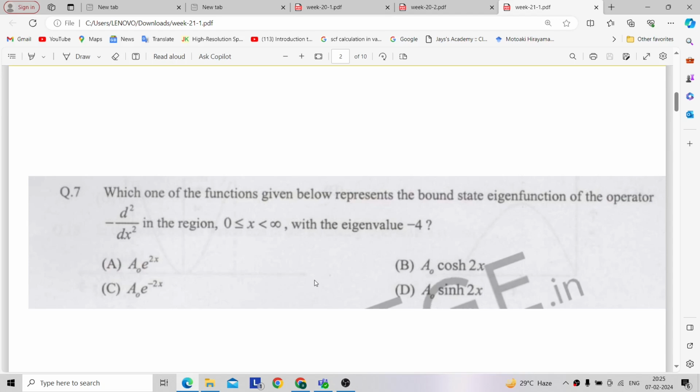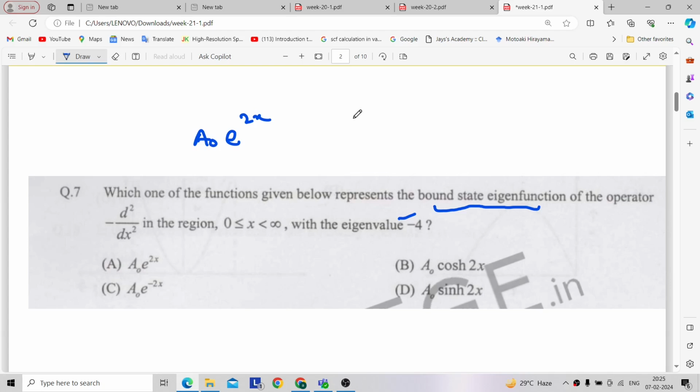So there are two things we have to remember. One is that this says it is a bound state eigenfunction, and after operating this operator minus d2/dx2, the eigenvalue should be minus 4. So first of all we need to check which one among these four is the bound state eigenfunction. So let me first check a0 e to the power 2x.